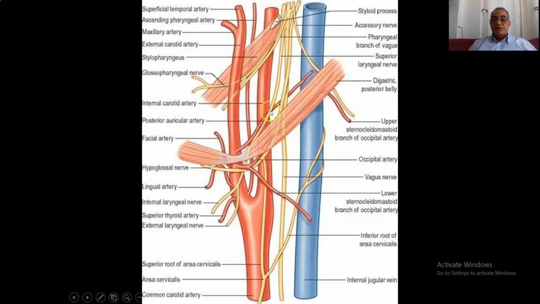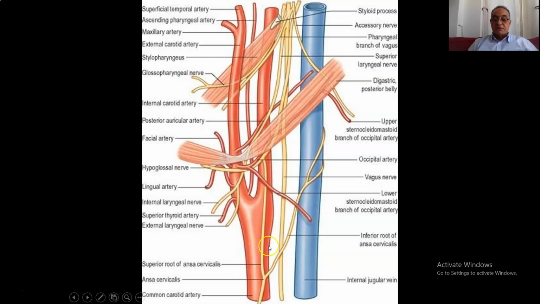Another view, as we said, common carotid, internal carotid giving no branches, direct continuation, crossed by a muscle, the posterior belly of digastric, and the nerve, which is the hypoglossal nerve. Above, crossed by a nerve, the glossopharyngeal nerve, and two muscles, the stylopharyngeus and the stylohyoid. Also, here in front of the internal carotid artery, we have the ansa cervicalis.